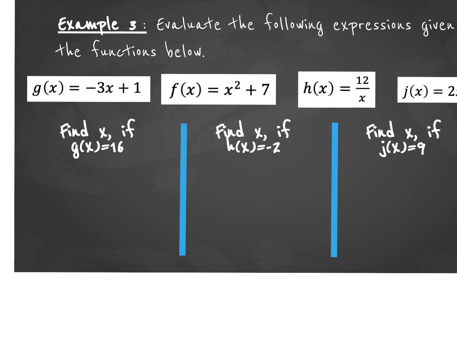So now, working backwards, you're given the function value, and you've got to work backwards. So g of x is 16. So negative 3x plus 1 is 16. So now solve. So negative 3x equals 15. X equals negative 5.